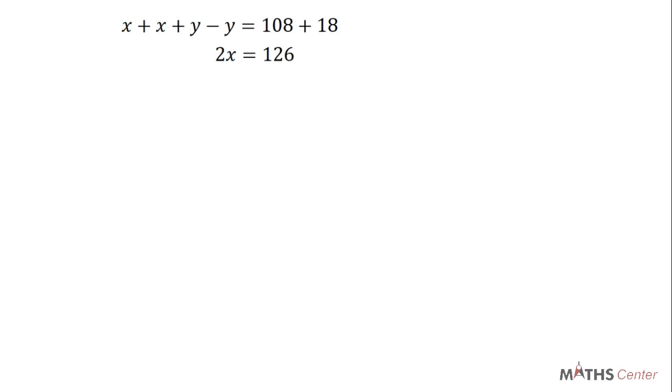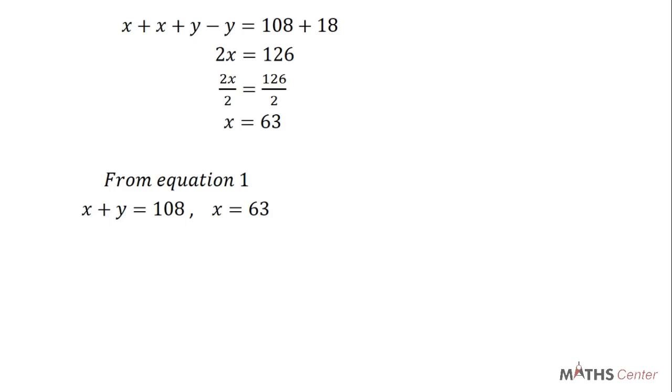Okay, let's move on. We are going to divide both sides by 2. So we divide the left hand side by 2 and we divide the right hand side by 2. We know this from linear equations. And x is going to give us 63. What that means is that the oldest man is 63 years old. But the question told us to find the age of the youngest man, which is y.